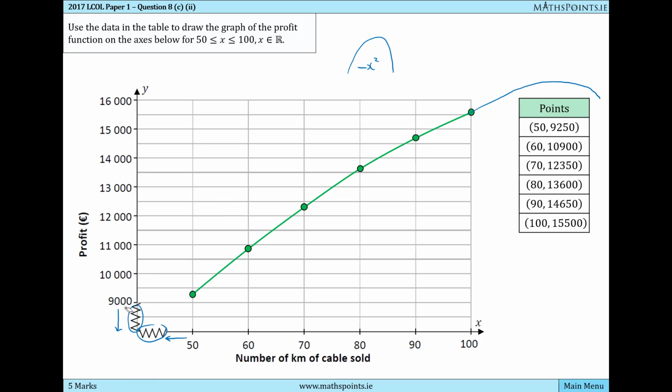The reason being, if we were to scale this graph in such a way that we went down to 0 in the profit and went down to 0 in the kilometers, our graph would all be concentrated up on the very top right hand corner of the page, and we just have all this wasted space here. And so they just make us do a section of the graph from 50 to 100 kilometers, which is profit amounts from 9,000 to 16,000. So just to kind of save space, I guess, on the page.